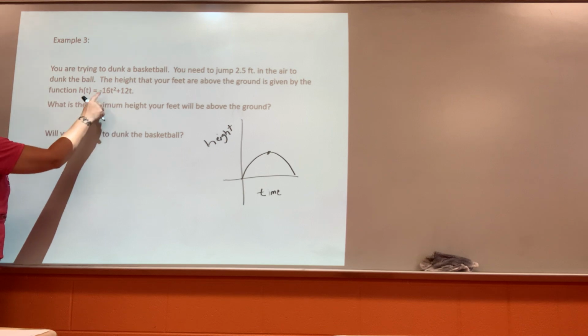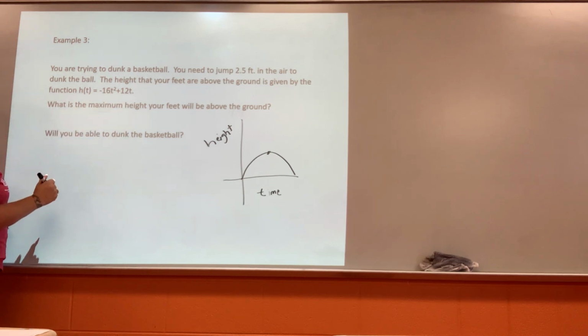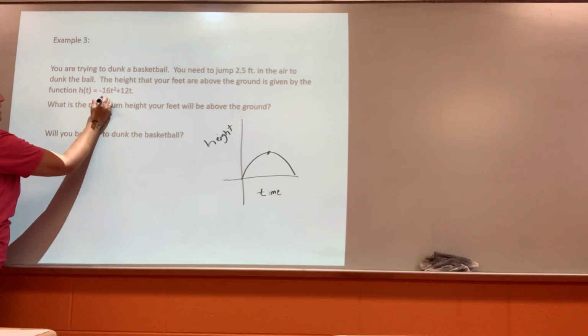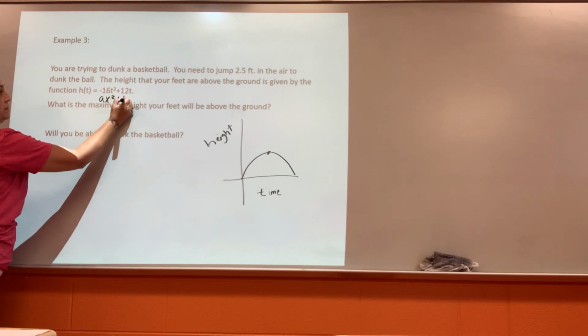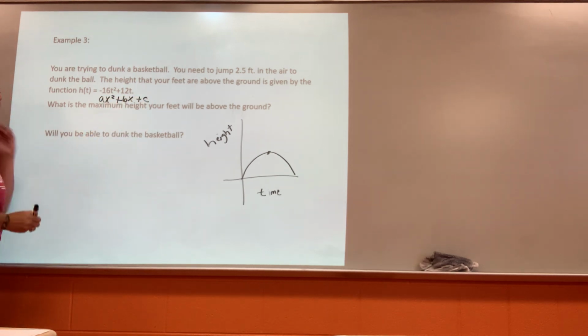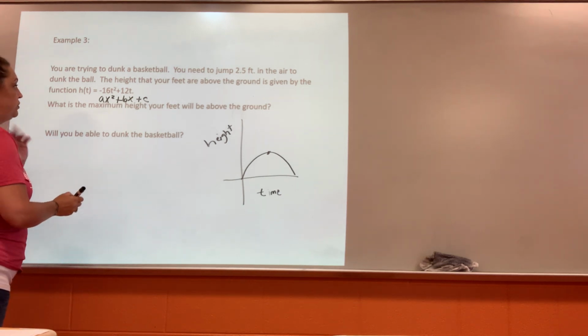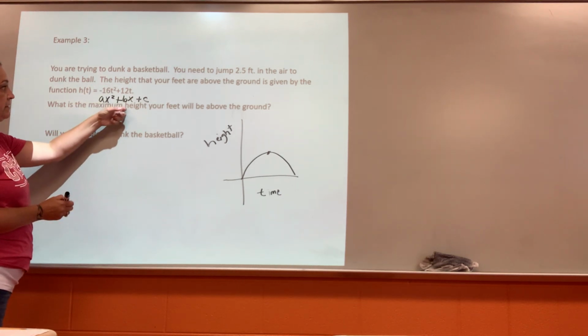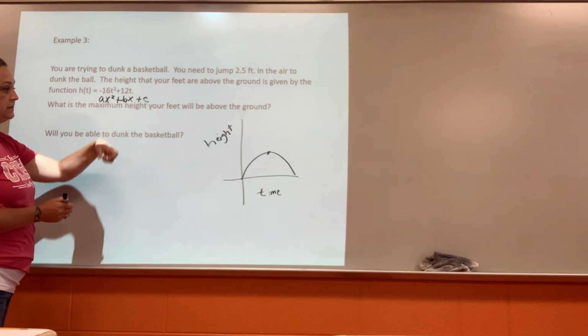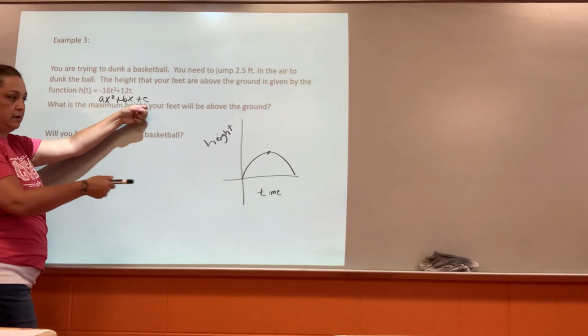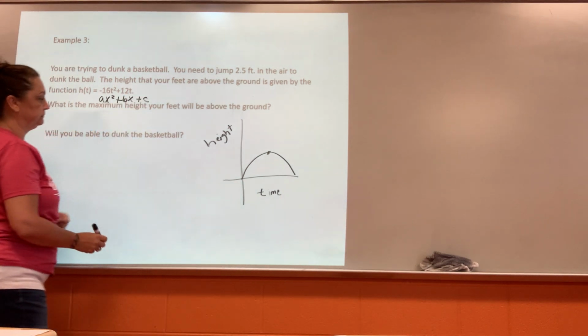For this, I only see 2 terms. It's ax squared plus bx plus c as a standard form. So my a value is negative 16 and my b value is 12. My c value is 0. That makes sense because my y-intercept is at 0.